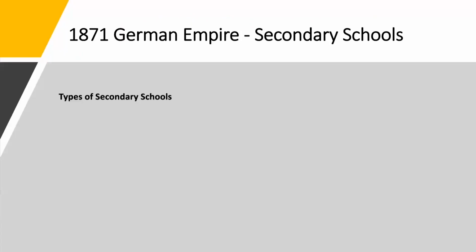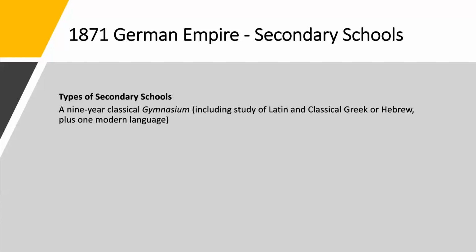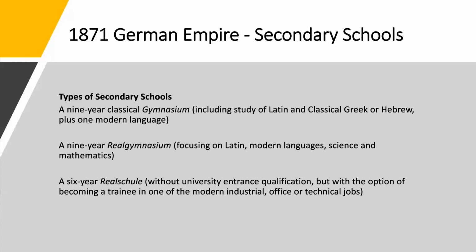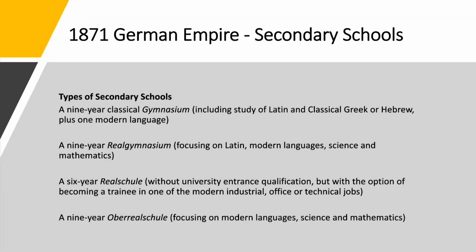At the time of the 1871 German Empire, the following were the 4 types of secondary schools: a 9-year classical gymnasium, including the study of Latin and classical Greek or Hebrew, plus 1 modern language; a 9-year Real Gymnasium focusing on Latin, modern languages, science, and mathematics; a 6-year Real Schule without the university entrance qualifications, but with the option of becoming a trainee in one of the modern industrial office or technical jobs; and then finally a 9-year Oberrealschule focusing on modern languages, science, and mathematics.